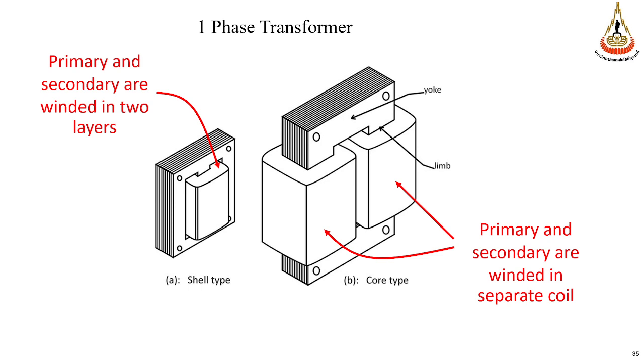And this is an example of a single phase transformer. We can have a core type like this, where primary and secondary are separate. And we can have a shell type, which is in the form of an EI core, like this.